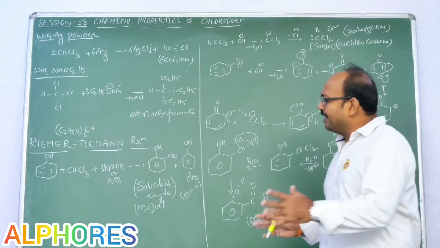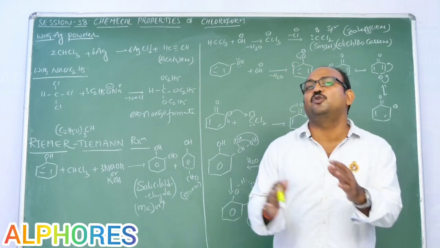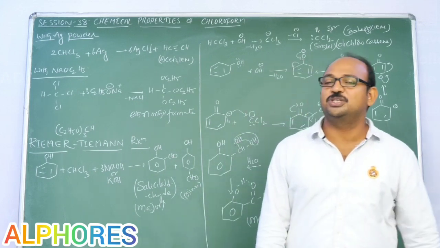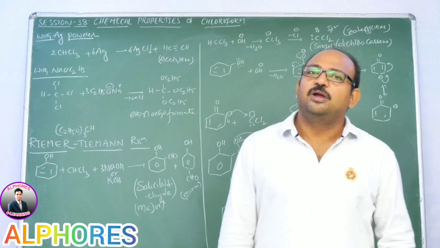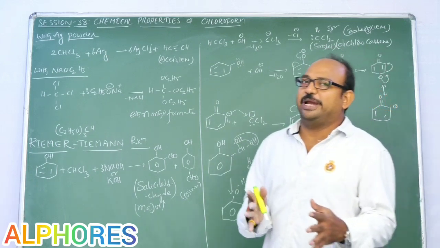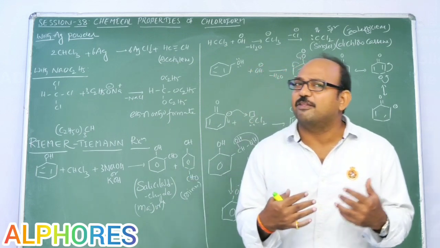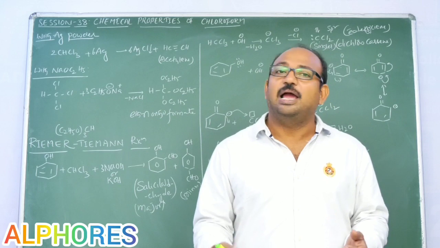Now, sir, if the ortho position is blocked with any group, then where does substitution take place? And if we block the para position, is it possible to get the total amount as ortho, or does any other product formation take place? Have a look there.